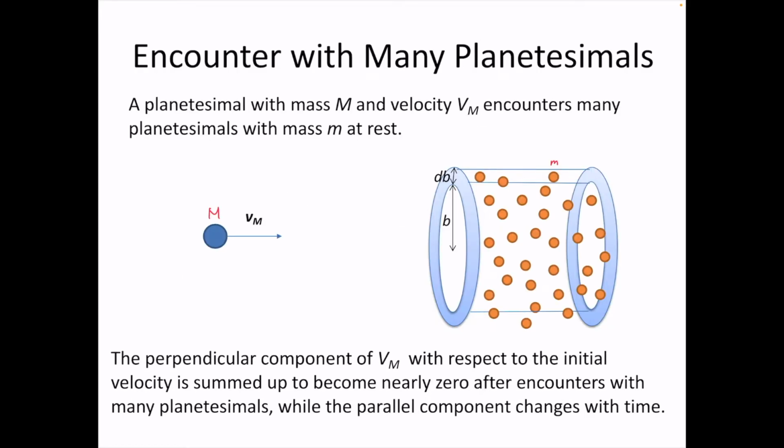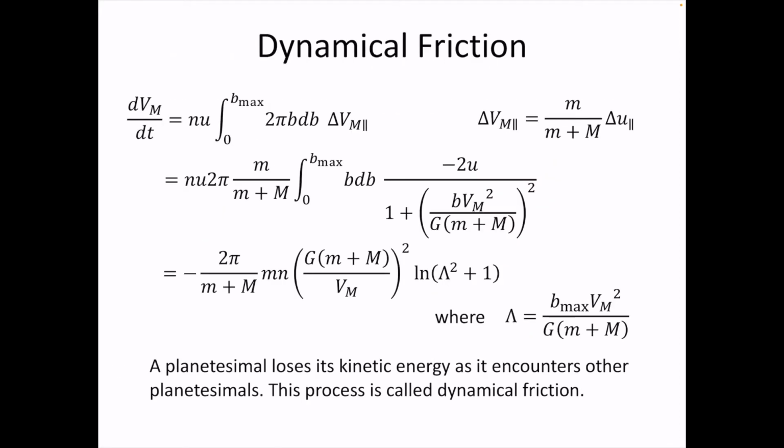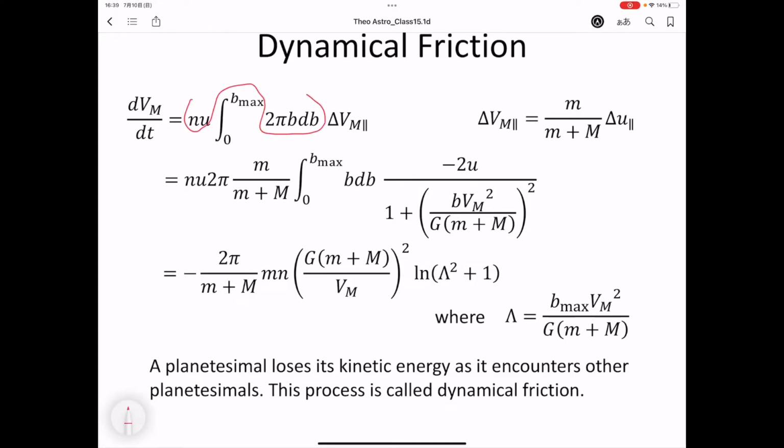We'd like to find out how many particles actually encounter the planetesimal. So nu times 2 pi b db is the number of planetesimals with the mass of small m that encounter the planetesimal with the mass of capital M. So this is how many planetesimals encounter the target planetesimal of mass capital M. And you need to multiply by the change of the parallel component of v sub m during a single encounter.